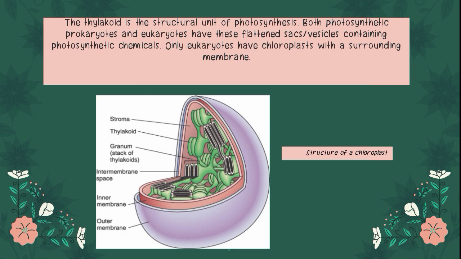Thylakoids are stacked like pancakes in stacks known as grana. The area between grana is referred to as stroma. While the mitochondrion has 2 membrane systems, the chloroplast has 3, and it forms 3 compartments.